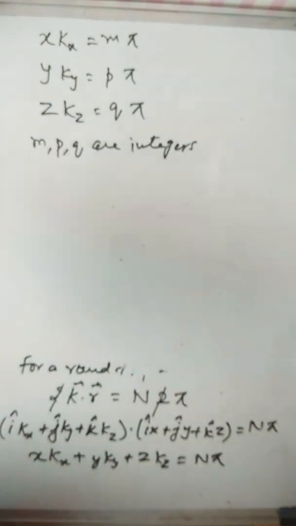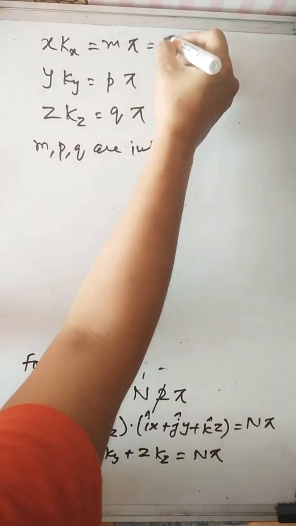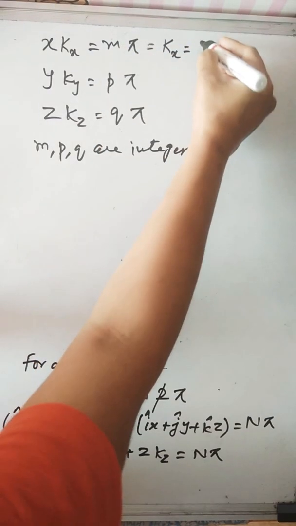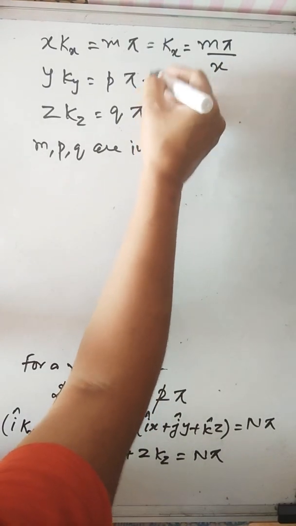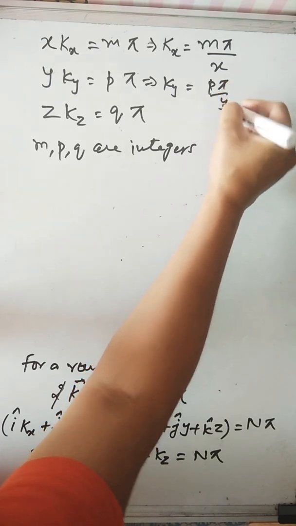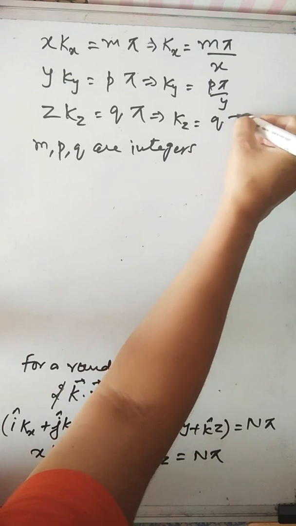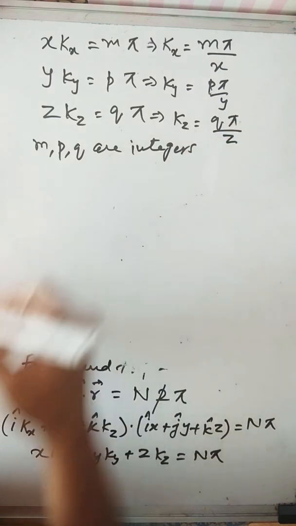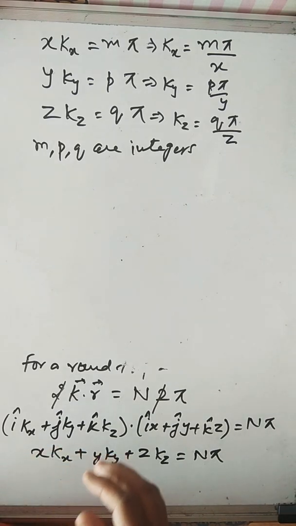Now next thing, from this equation I am going to find out the value of kx. kx will be m pi by x. Similarly, I am going to find out ky. ky will be p pi by y, and kz will be q pi by z. So this is what we are getting. Okay, so we got the values of kx, ky, and kz, and now what do these values mean? What do we understand by these values?